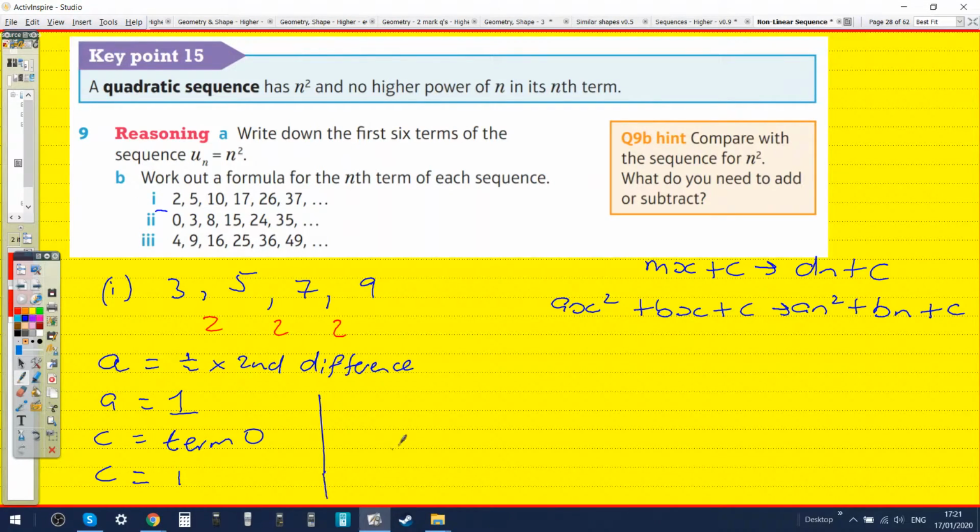And how do we find b? In general, with the other one, un is equal to dn plus c. With this one, un is equal to an squared plus bn plus c. So basically the first term, let's say u1, if you subbed 1 for n, what would you get? 1 squared, so 1. 1 times a? 1a. Yep. So 1, okay.